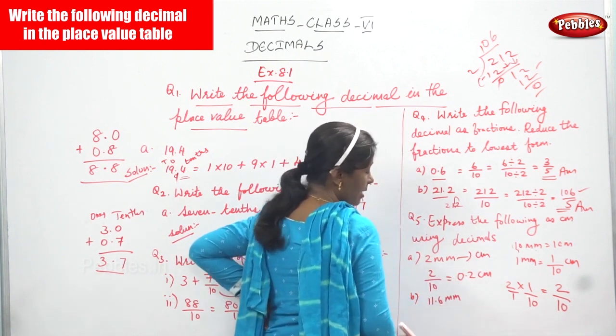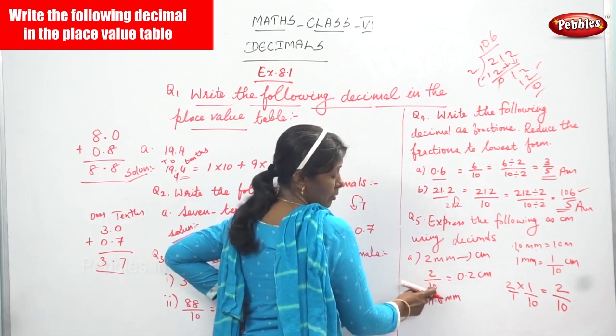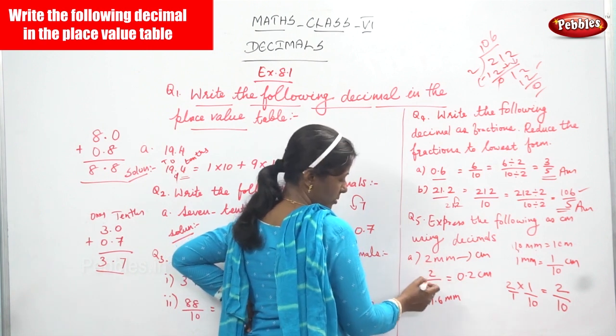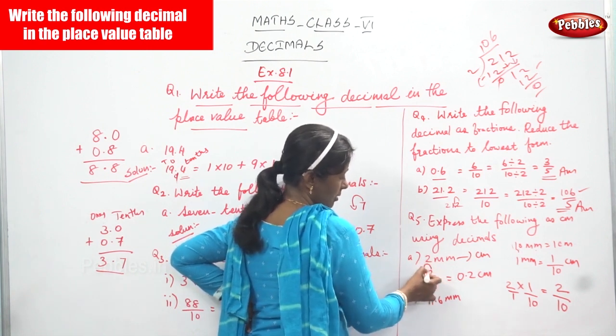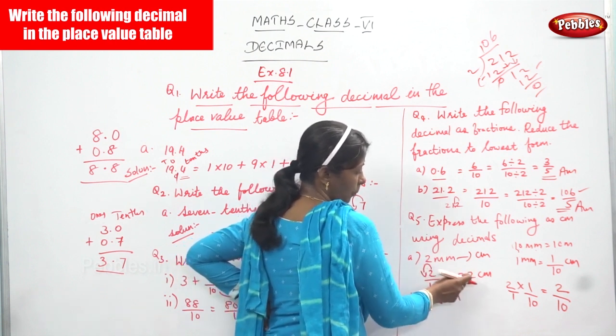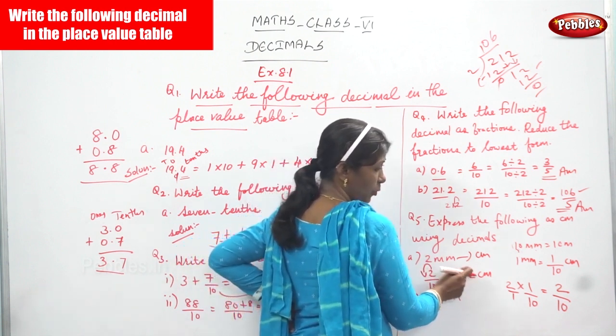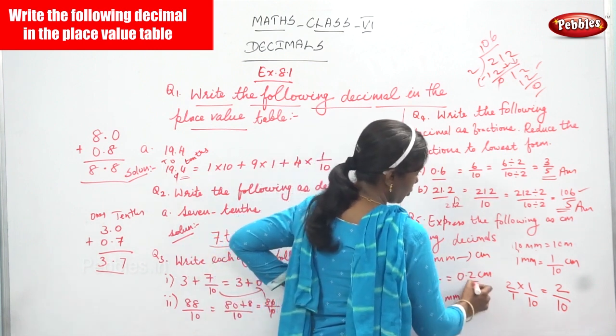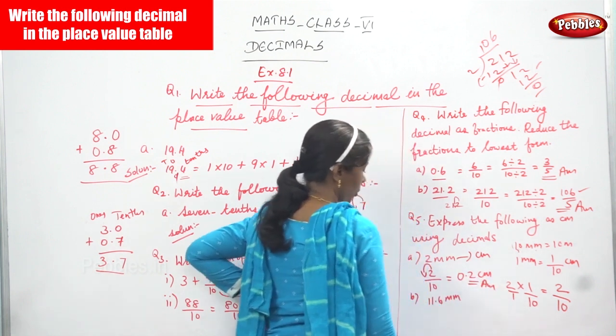0.2. You know that because 2 is a numerator, and in the denominator is 10. In the denominator place only 1 zero, so you have to move only 1 digit. So this 2 goes to this side. Only 1 digit means this point is coming here. So it is 2 point, and in front of the point you have to add 0. So the answer is 0.2 centimeter. This is the right answer for the question.